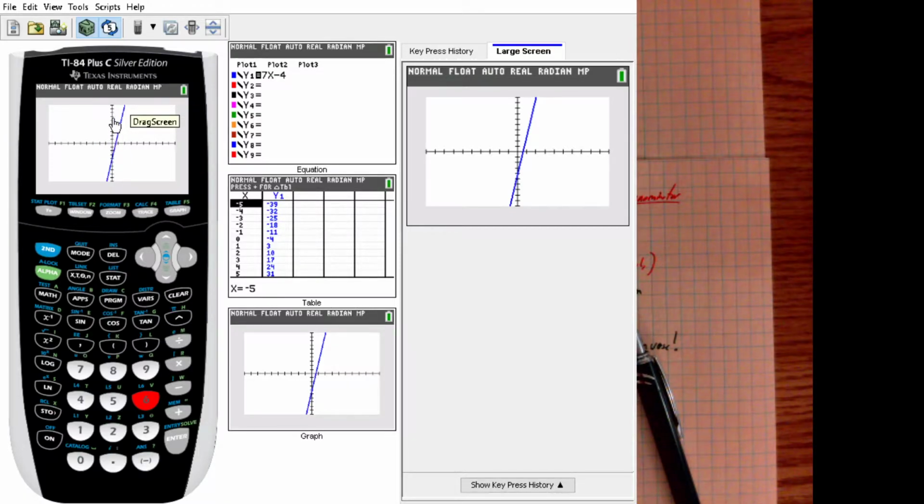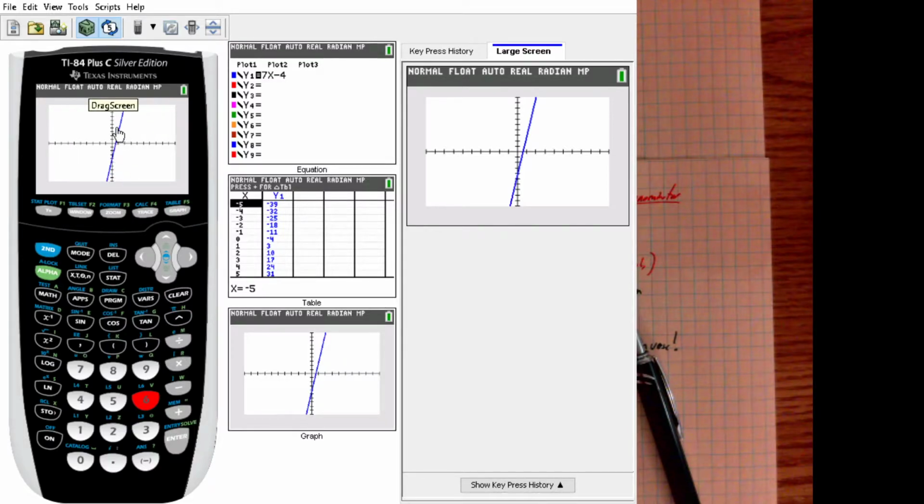If I go up to 6, and I go left or right, yes, 6 is in the range because eventually I do touch the graph. If I go up to 9, 9 is in the range because eventually I do touch the graph right there. Down here at -5, I do eventually touch the graph right there. Down here at -8, I do eventually touch the graph over here.